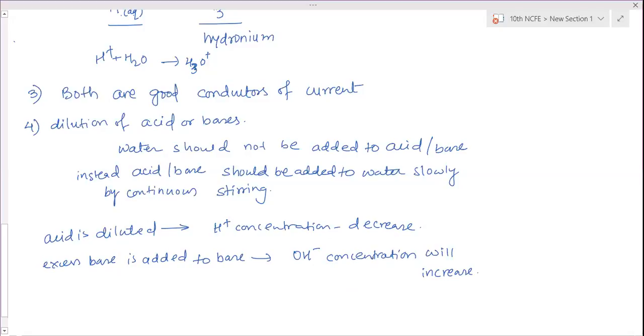Then next is chemical properties. Have you written down these parts? These points have you written down? Yes, ma'am. Yes, ma'am. Reactions between chemical reactions of acids.